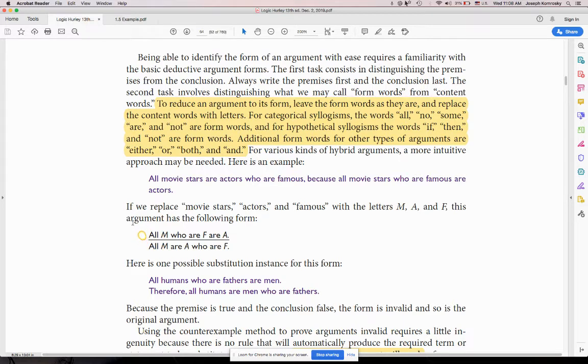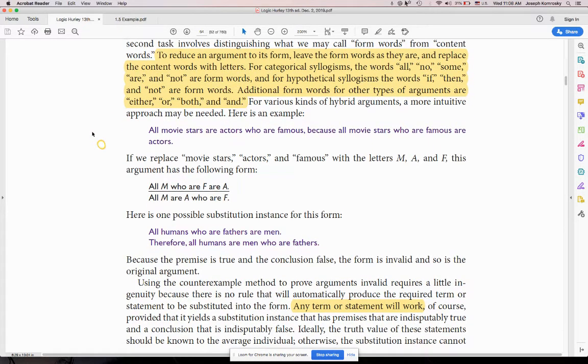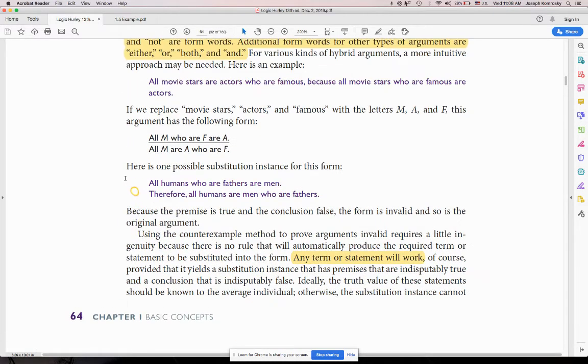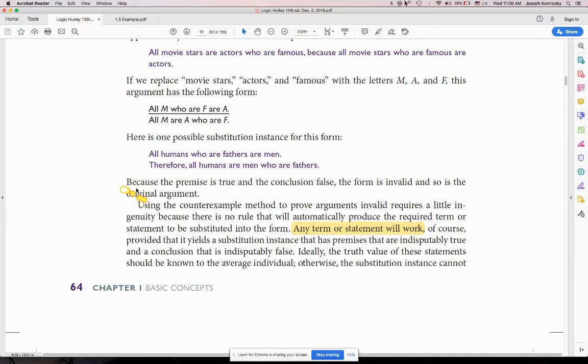How do you do that? You keep main words like all, are, not, some, if, then. You can look at this chart here. That's why I highlighted it, okay, for your homework. And then you can see, if you granted this premise true, would this conclusion follow? He says that you can use even absurd examples, and he gives you an example down here.